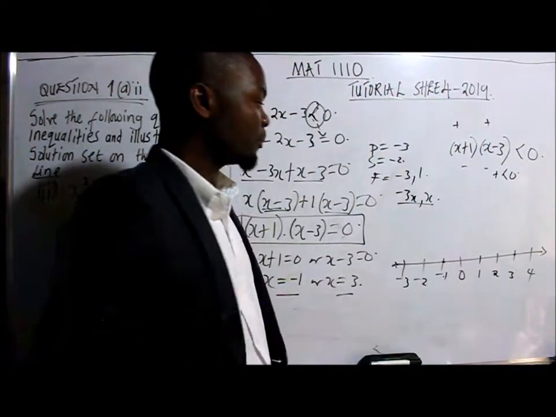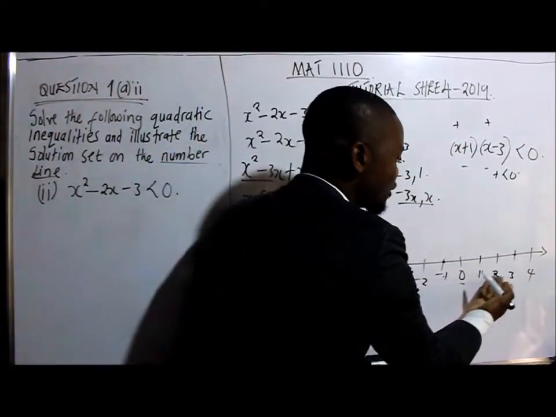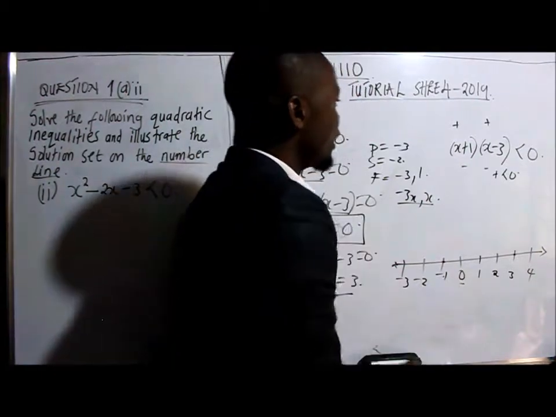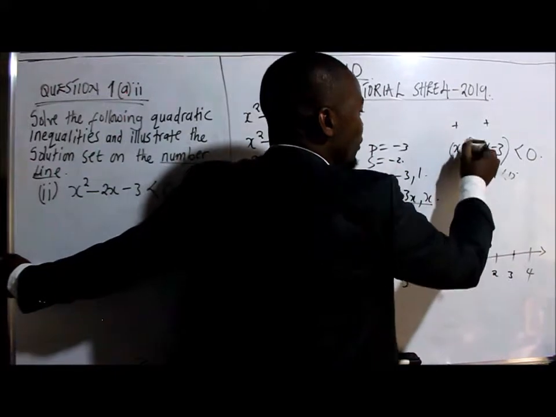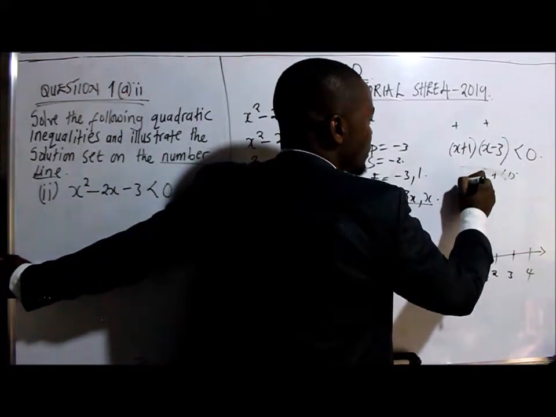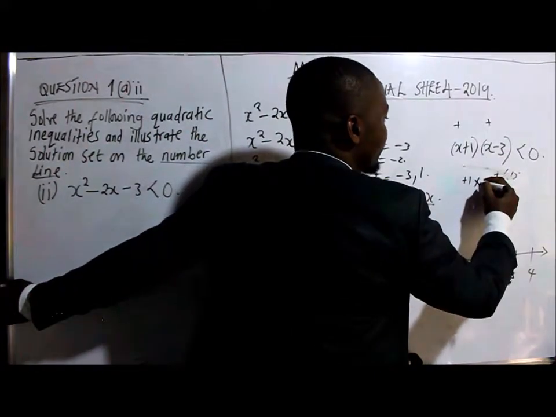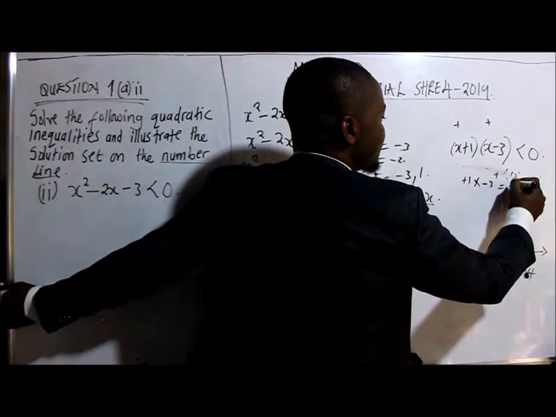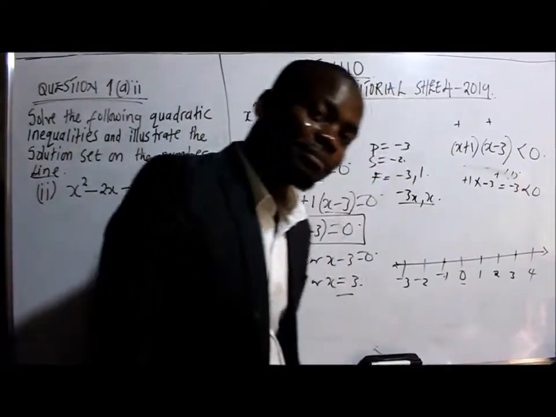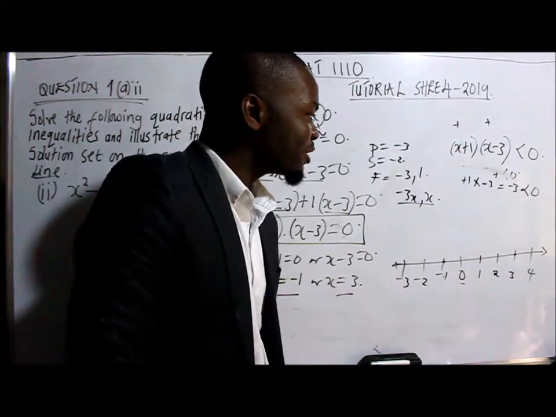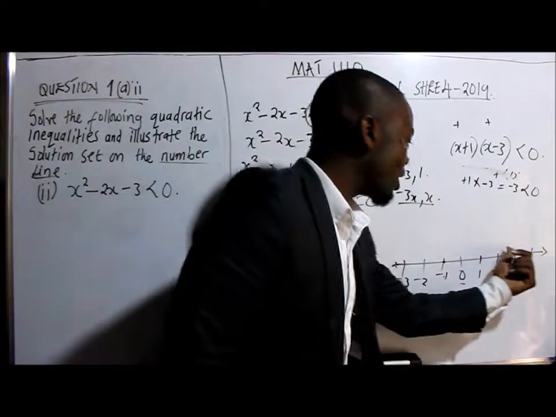Let's take the middle part. The easy number to take is 0. If you want, you can take 1, 2, any number. So let's take 0. If you put 0 here, you are going to have 1, which is positive, times, if you put 0 here, negative 3. So the answer is negative 3. Is negative 3 less than 0? Yes, it is. So the region we are interested in is this one. This region is our solution set.